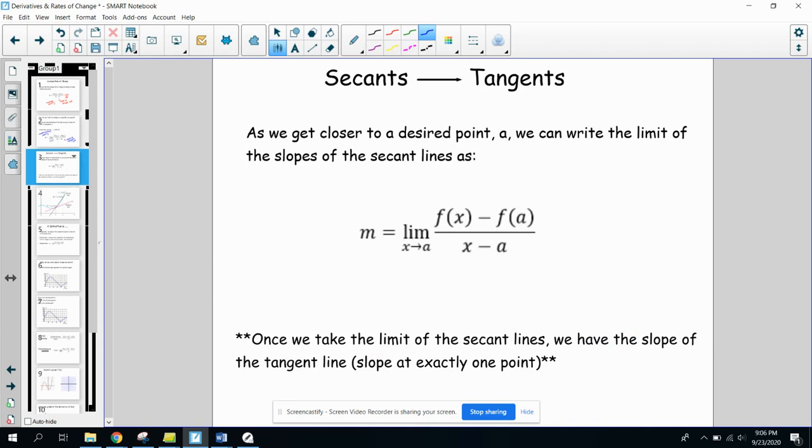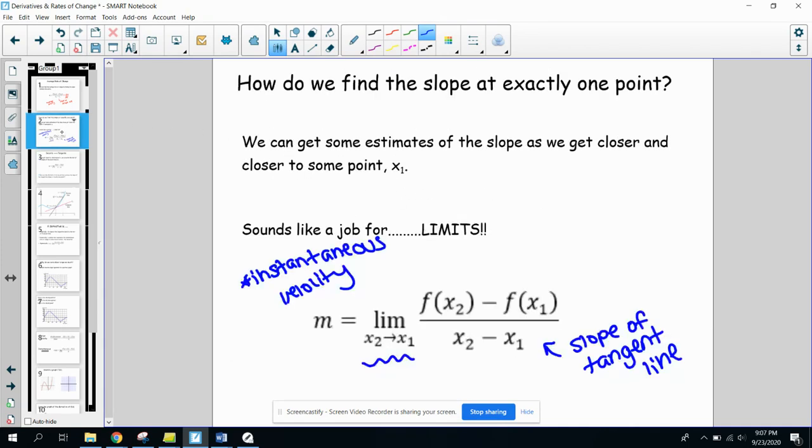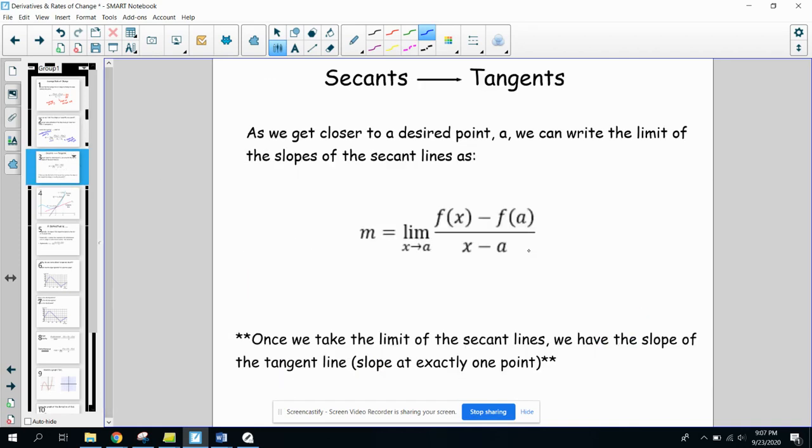Secant lines, as the points get closer and closer together, become the tangent line. They start getting similar slopes. So as we get closer and closer to a desired point, we can write the limit of the slopes of the secant line as this. Notice that this is very similar to the previous slide. Instead of using x2 and x1, here they're using x and a. It's the same idea, just written in different ways.